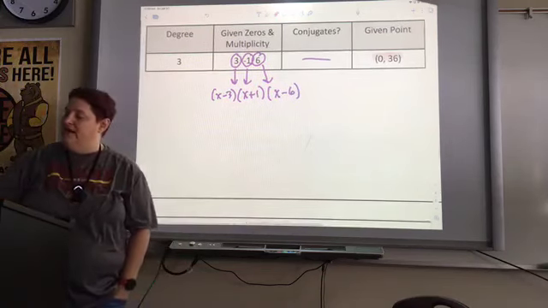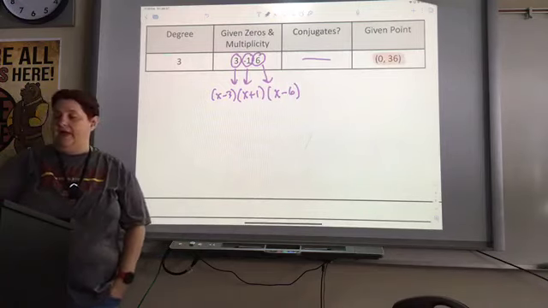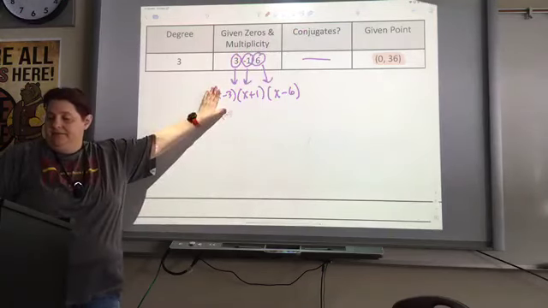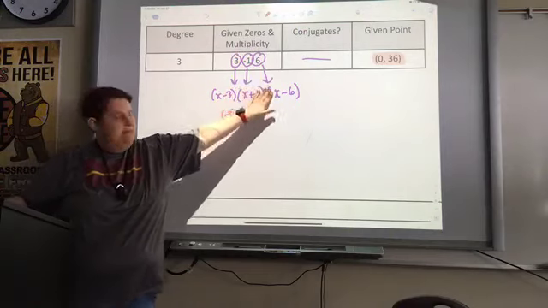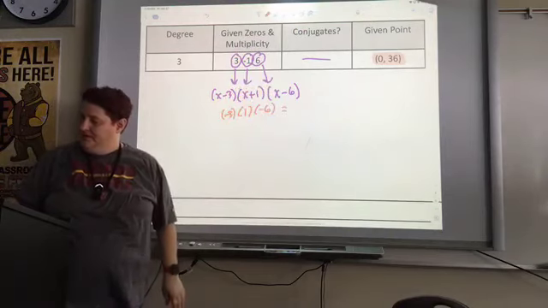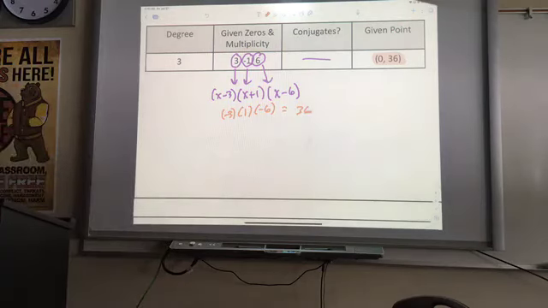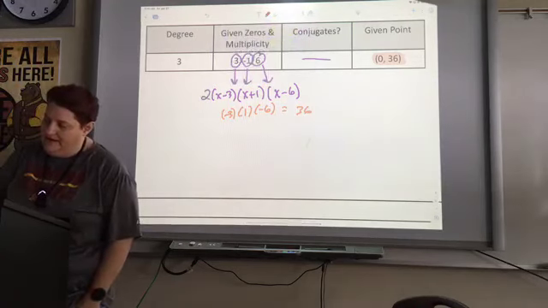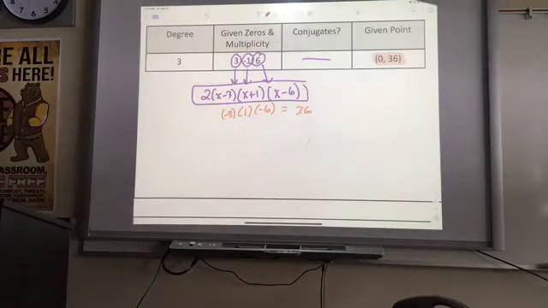What this point is telling me is if I plug in 0, I should get 36. Right. Okay, when I plug in 0, I get -3 times 1 times -6. Does that equal 36? That equals 18, right? How do I make that equal 36? 2. It means that there has to be a 2 right here, and that's my answer. A equals 2, yep. That's easy.